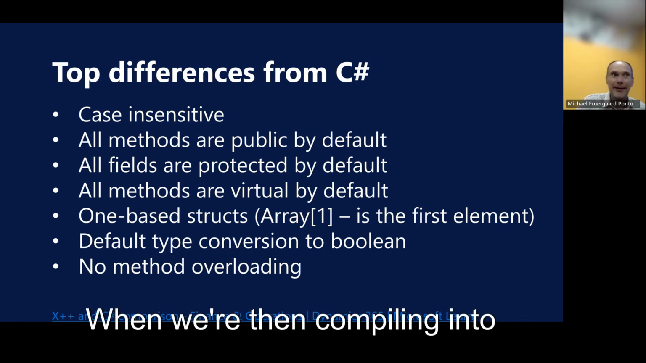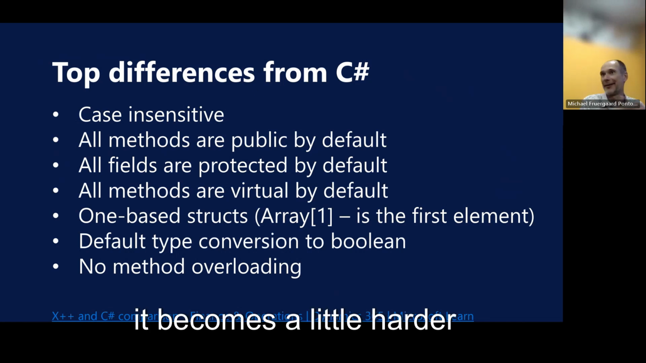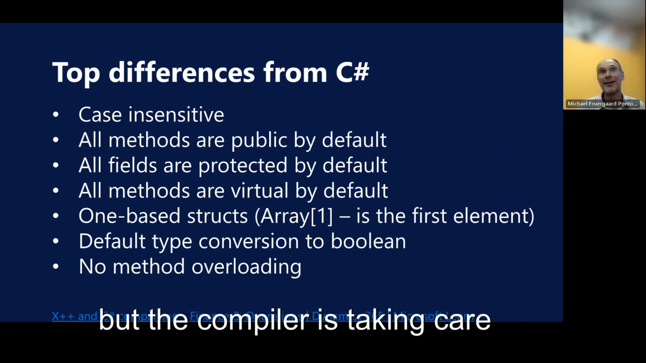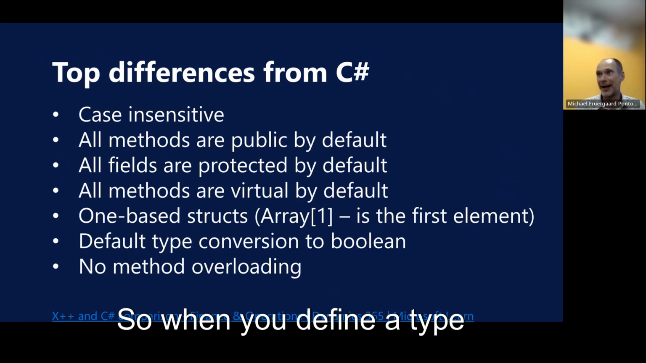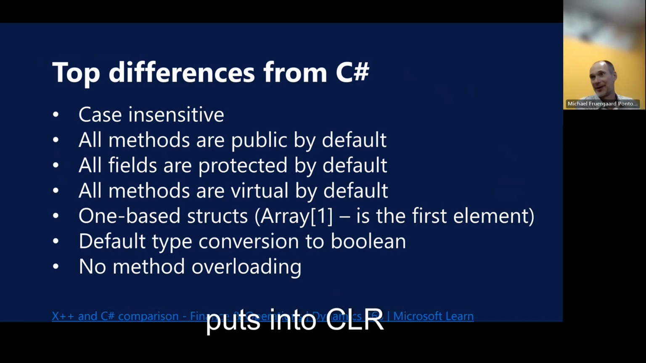When we're then compiling into IL, which is case sensitive, it becomes a little harder, but the compiler is taking care of that. So when you define a type, it has some kind of casing. So when you compile it, it will use that casing when it puts it into CLR, which is nice.